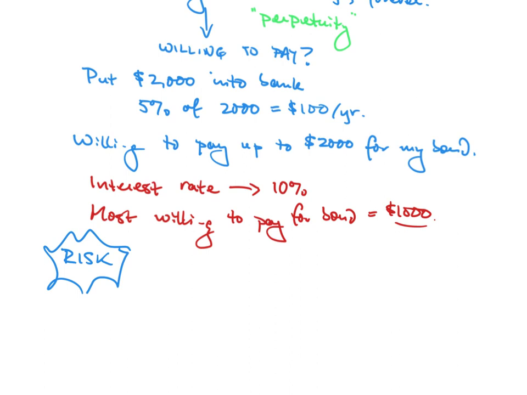One of the risks that the bondholder takes on is the risk that the company goes out of business, that the firm shuts down. Even if the duration of the bond is shorter than perpetuity, even if it's a 20-year bond, there's a chance that the company could shut down in the next 20 years, and then I don't get my money. The other risk is that the firm has no money to pay.